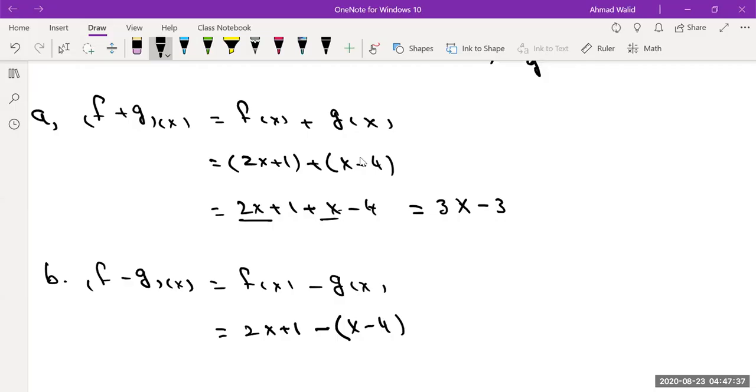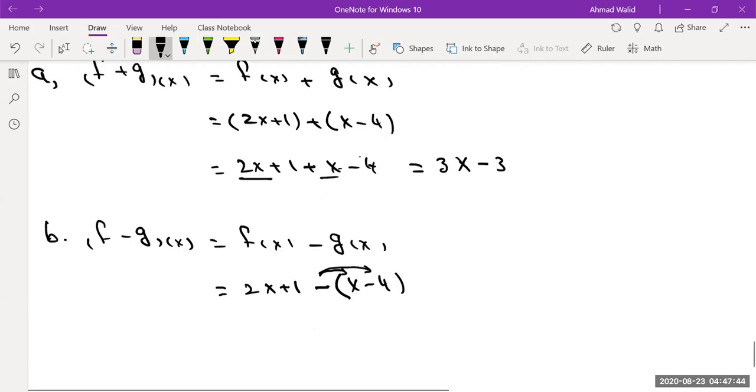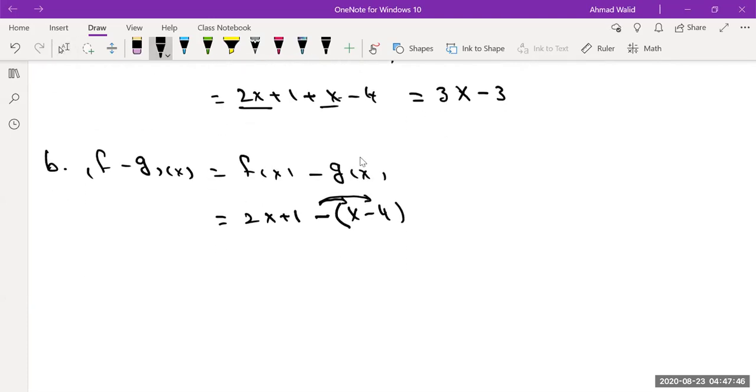Why should I write parentheses? Here, the first step is to distribute the negative. Such an easy mistake, you can lose the point, right? Do not make such an easy mistake. 2x plus 1 minus x plus 4. Now combine like terms. 2x minus x gives you x. Positive 1, positive 4 gives you 5. That's it.